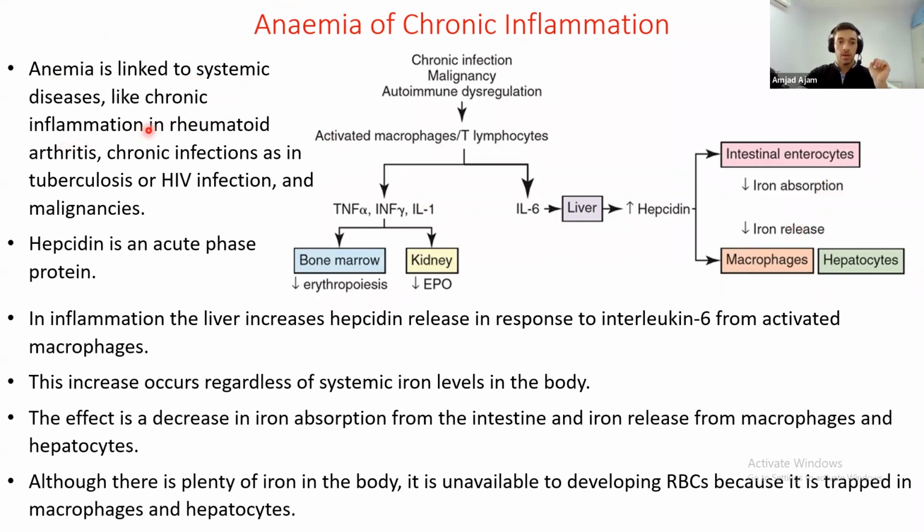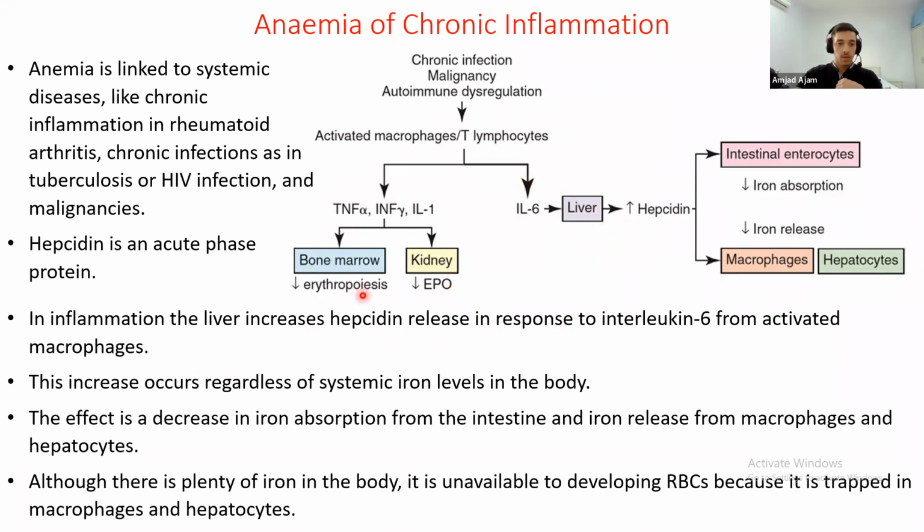So anemia is a systemic disease. It can be caused by inflammation. Examples: rheumatoid arthritis, okay, and other infections like AIDS and HIV. Know this rheumatoid arthritis. Know that RA is an inflammatory condition that releases interleukin-6. So what will happen? Hepcidin is an acute phase protein, yes, we know. In inflammation, the liver will increase the hepcidin release in response to the interleukin-6.